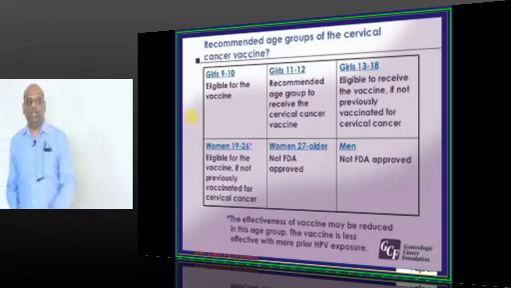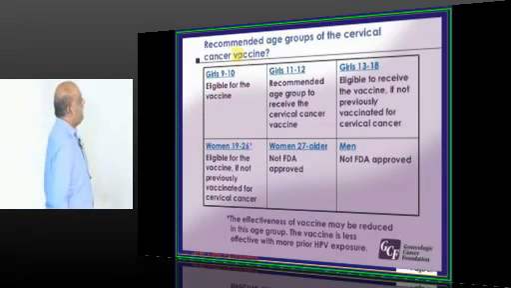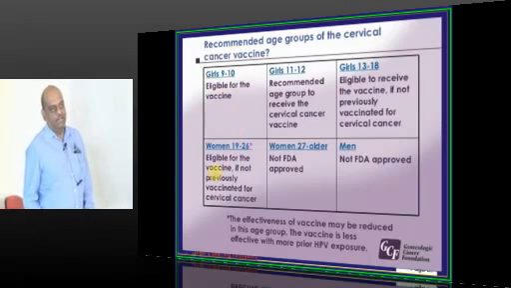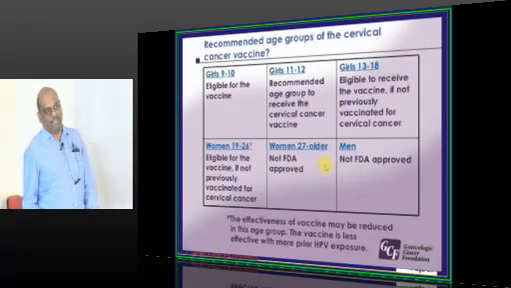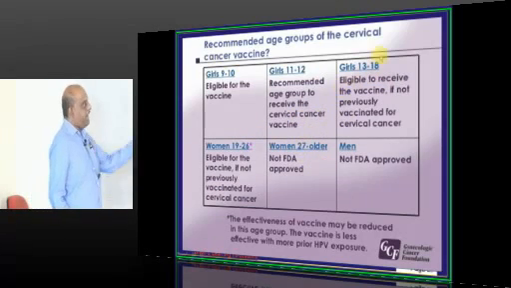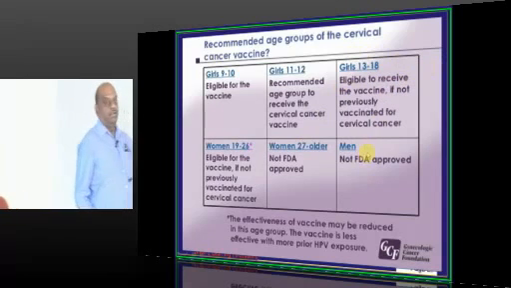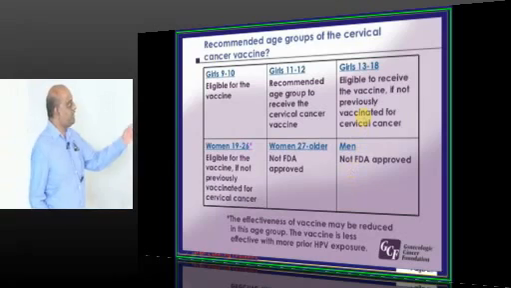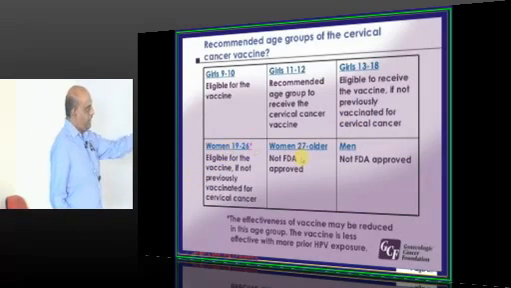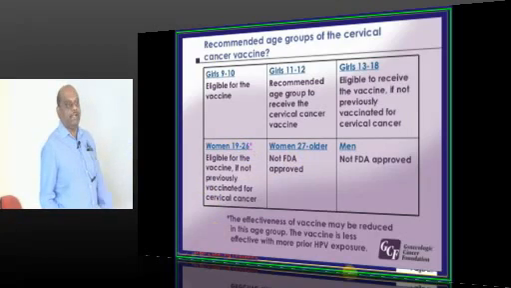So to whom do you want to give? Between the age of 9 to 10, they are eligible for the vaccine. 11 to 12 is the recommended age group to receive the vaccine. 13 to 18, if they have not previously received it, then they are also eligible. Similarly, 19 to 26 also you can give, but the effectiveness of the vaccine will be reduced in this age group.